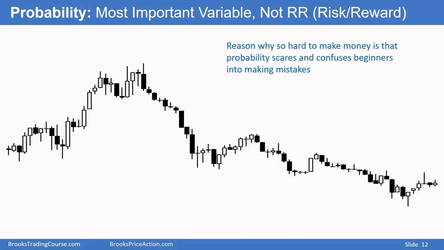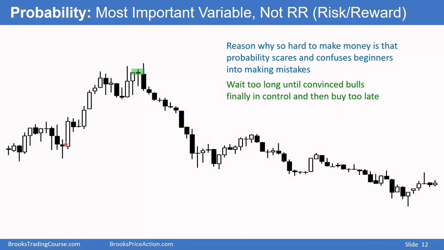Probability, I think, is the main reason why it's so hard for beginners to make money. That lack of certainty confuses traders, and it scares traders, and they end up making a lot of mistakes. For example, a trader watches a breakout, and they watch an additional breakout, and now they see a bull bar closing on its high, and they think, wow, I've seen enough proof that the market's going up. Maybe I'll finally buy here. That's a common beginner mistake.